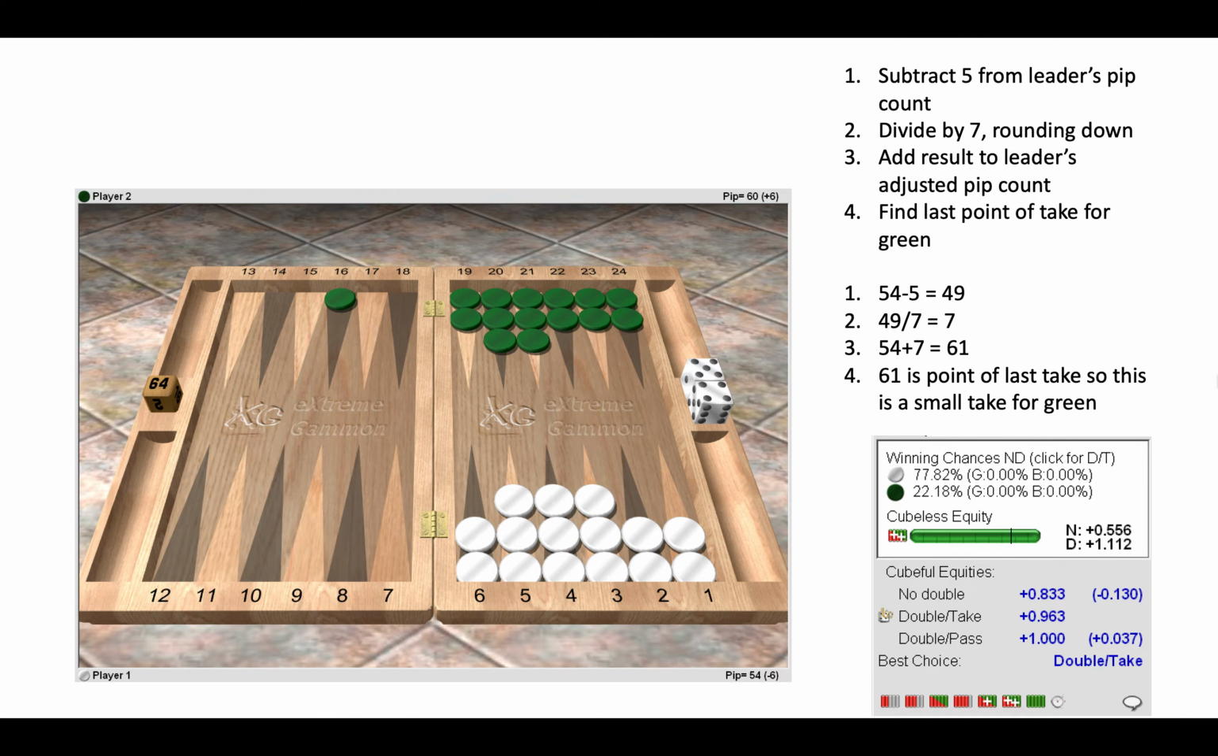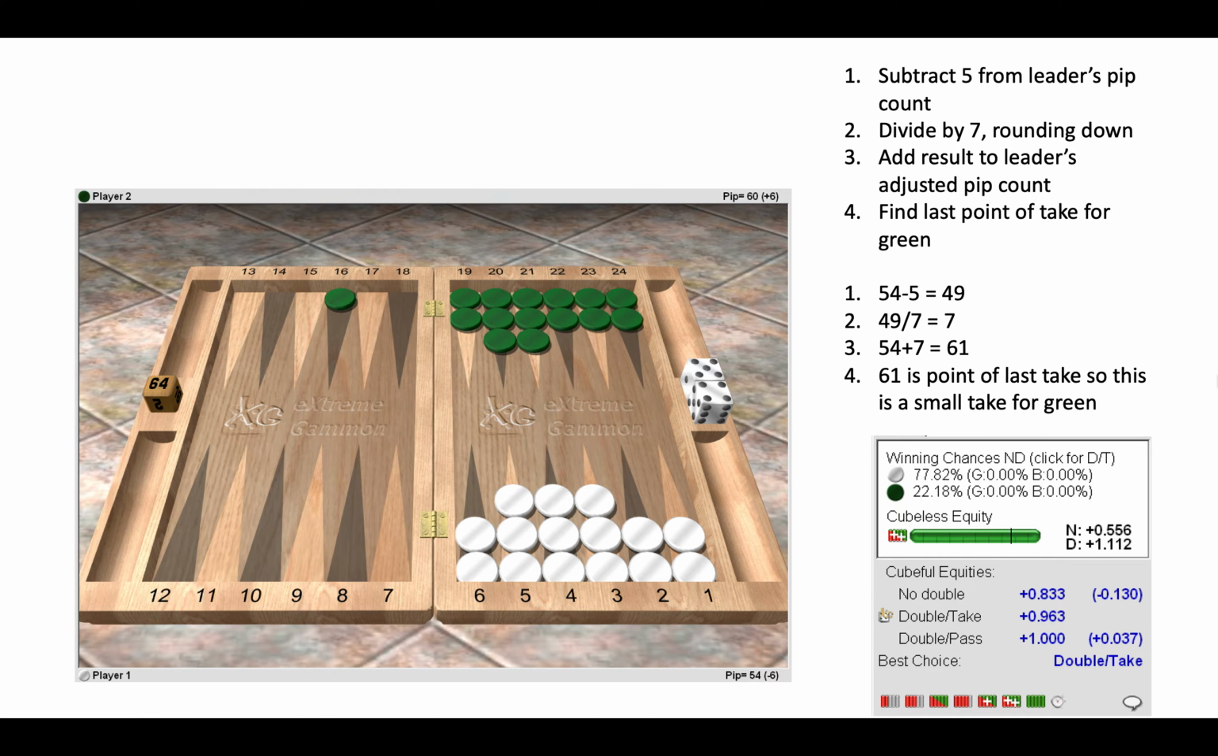So we subtract 5, divide by 7, rounding down, add the result to find the last point of take. So 54 is the leader's pip count, minus 5, 49. 49 divided by 7 is 7. 54 plus 7, 61. 61 is point of last take.